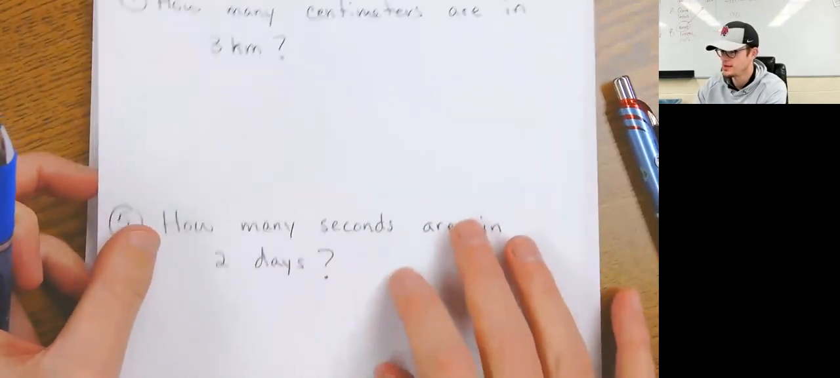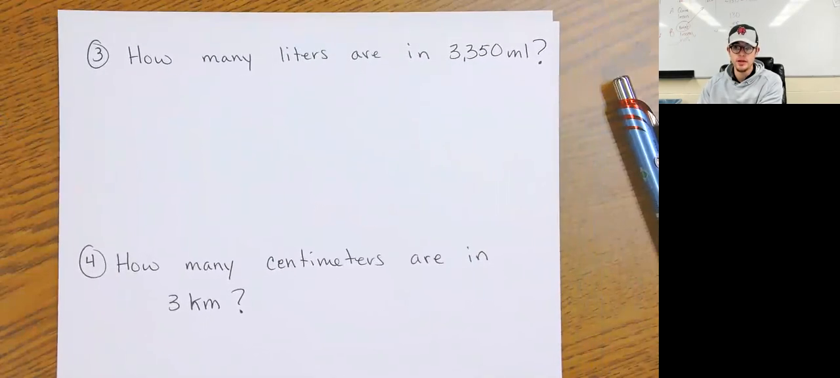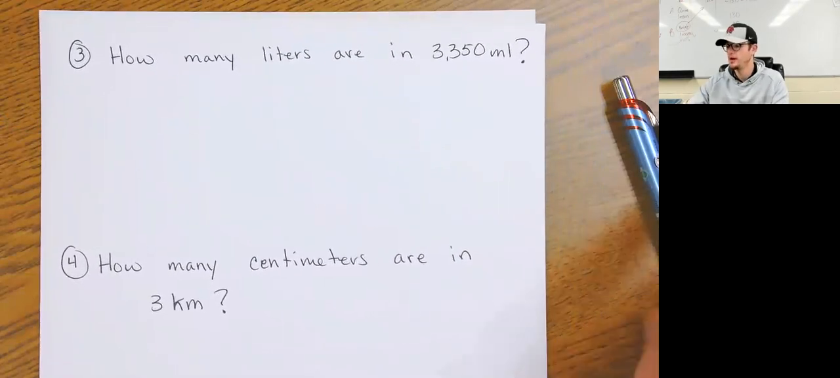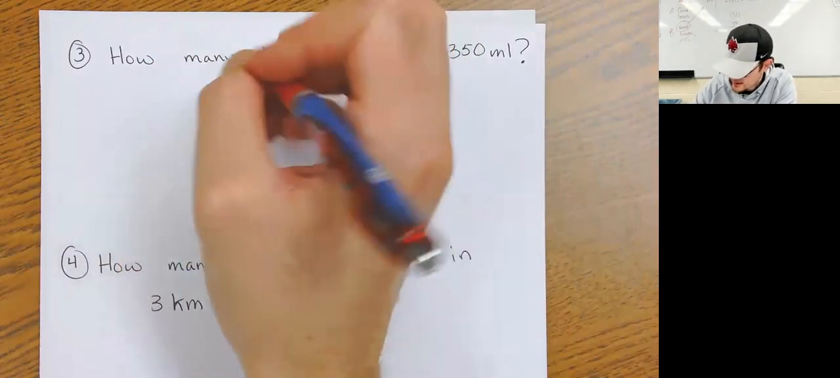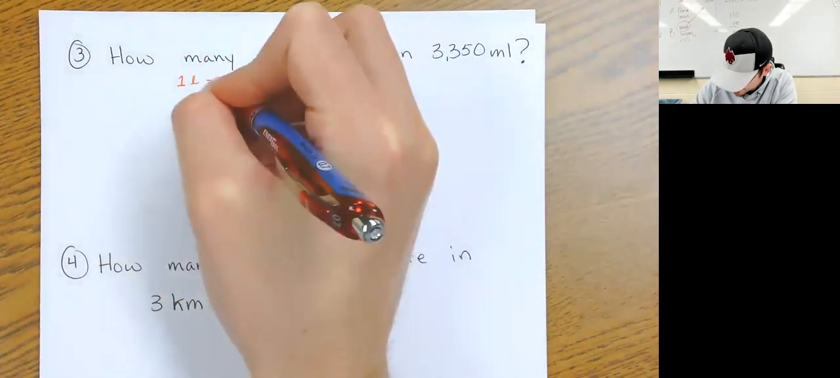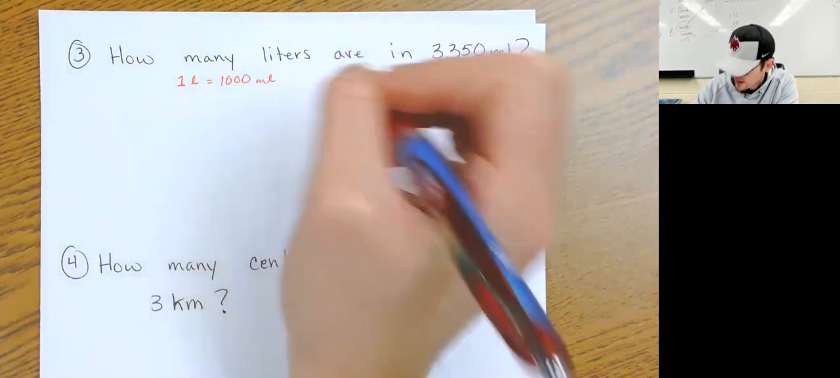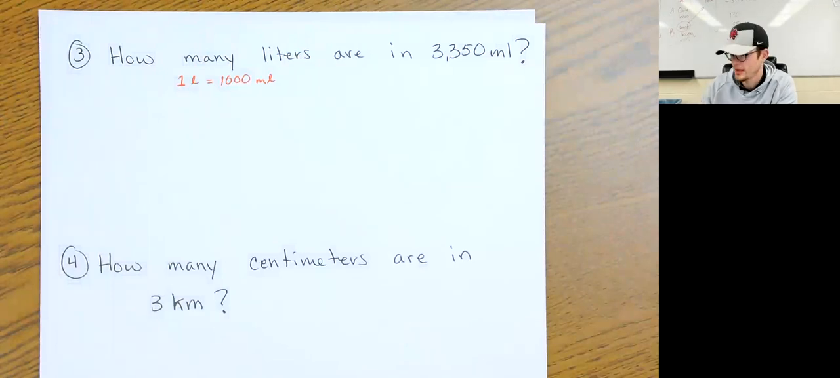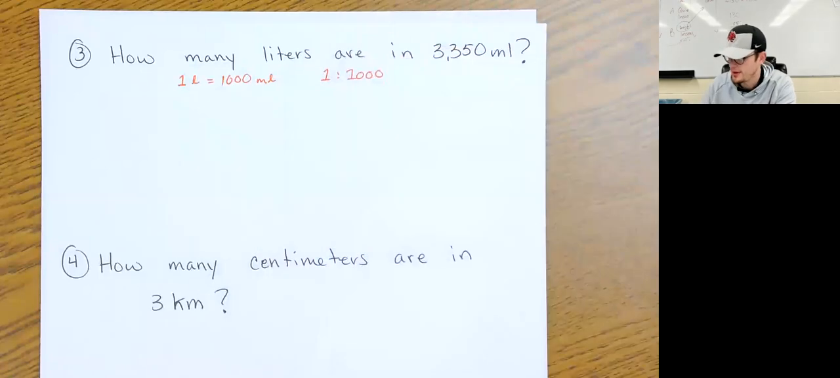Again, for this problem 3, once I write down the unit conversion, try and solve it for yourself. So the unit conversion is 1 liter equals 1,000 milliliters. Okay, so we have a 1 to 1,000 ratio. So go ahead and pause the video right now.